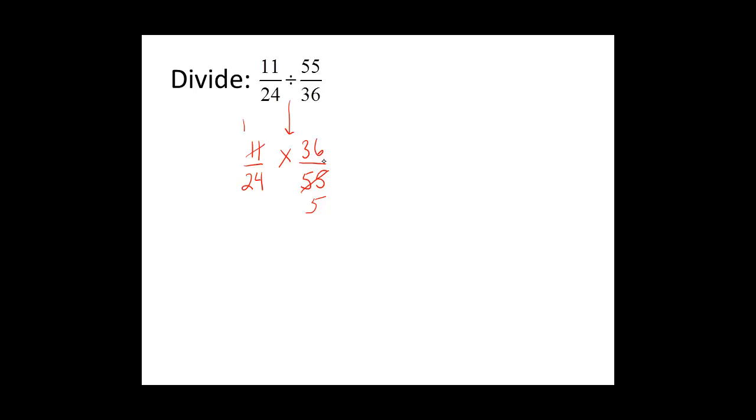36 has lots and lots of factors. 24 also has lots and lots of factors. Their greatest common factor, though, is 12. So let's divide 36 by 12, and we'll get 3. And 24 divided by 12 is 2. Now let's multiply our numerators together. 1 times 3 is 3, and 2 times 5 is 10. So the answer to our problem is 3/10.